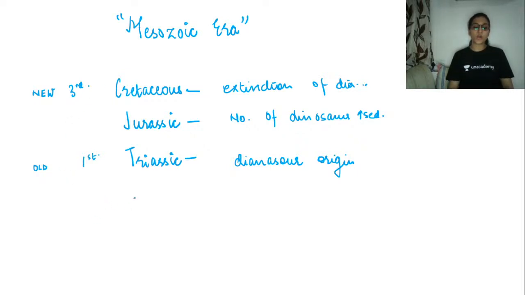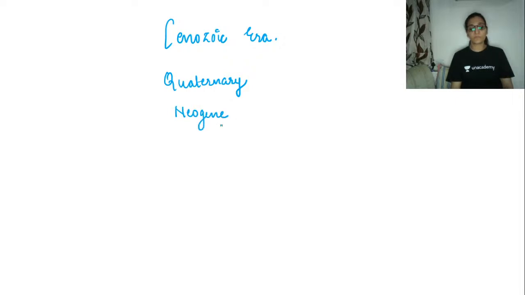Then we need to talk about the Cenozoic era. What all things happened in the Cenozoic era: Quaternary, then Neogene, then Paleogene. So this is the old and this is the new.